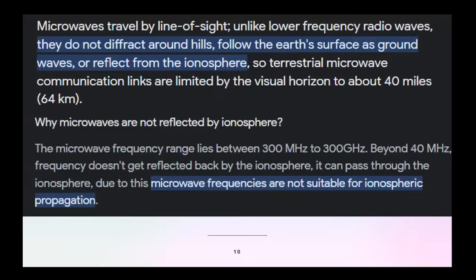So the microwave frequency range lies between 300 megahertz and 300 gigahertz. Beyond 40 megahertz, frequency doesn't get reflected by the ionosphere. It can pass through the ionosphere. Due to this, microwave frequencies are not suitable for ionospheric propagation.